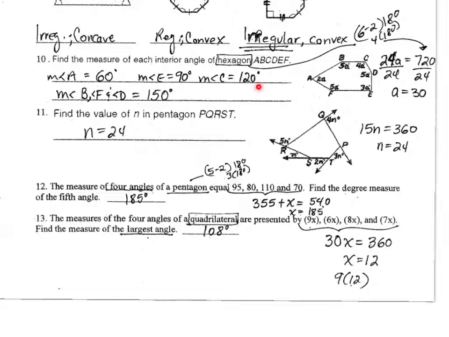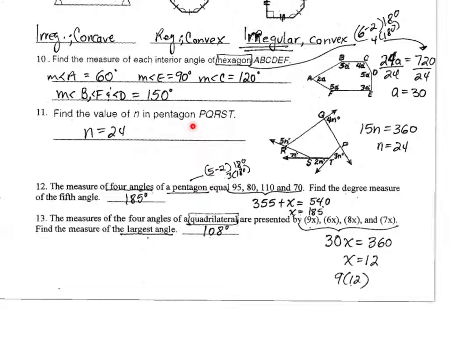So far, so good? Okay. Now, number 11, it says find the value of n, and it's a pentagon. Now, on the quiz, I think it's like a quadrilateral. What you do, in any polygon, the sum of the outside angles is equal to what? 360. Doesn't matter which polygon you have.